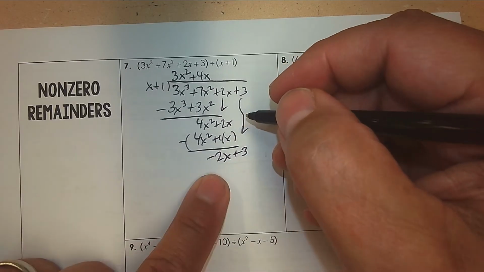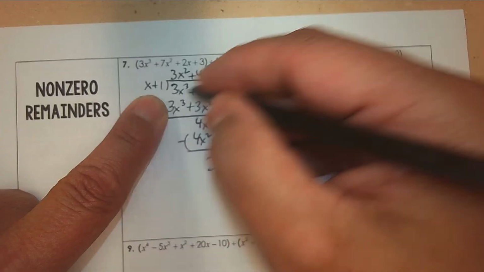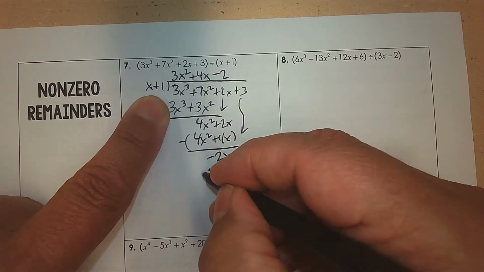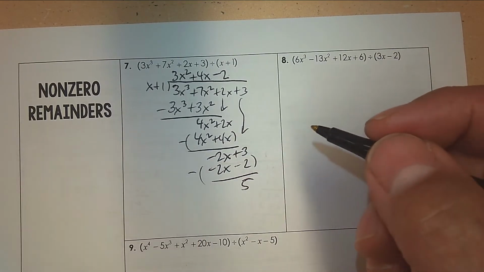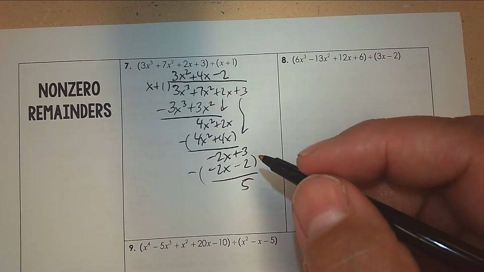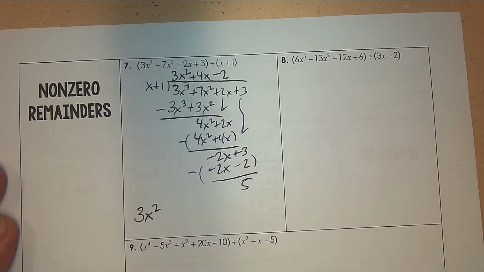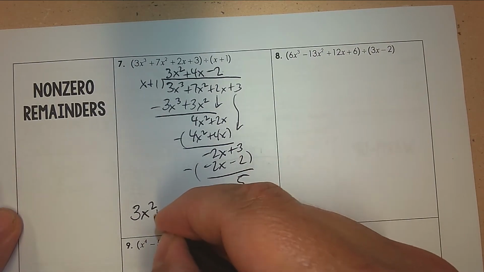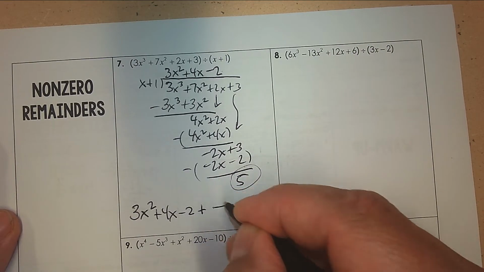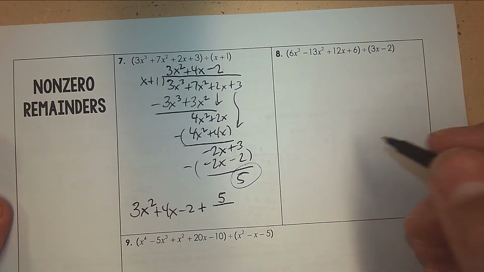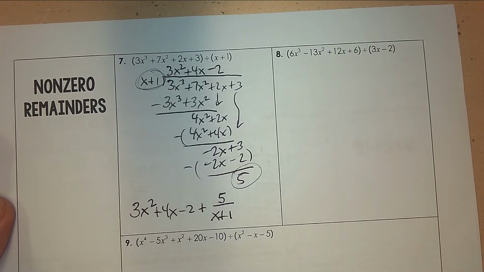What's negative 2 divided by 1? And that gives me negative 2x, and negative 2 times 1 is negative 2. So when I subtract this, remember when you subtract a negative, you are adding. I get a remainder of 5. So how do I write the answer down? So on top of the divide sign, the answer is 3x squared plus 4x, subtract 2. The remainder of 5 gets written as a fraction. Well, the 5 is the numerator. Remember, the denominator is what I'm dividing by, which is x plus 1.